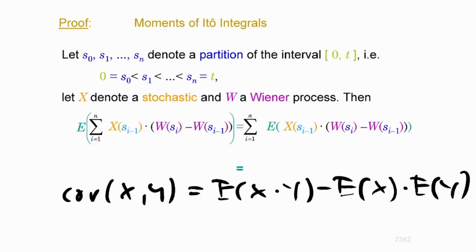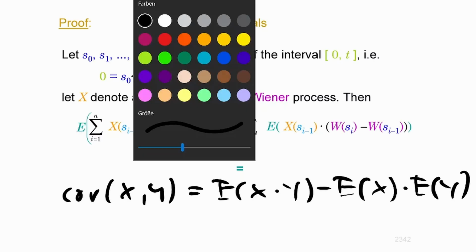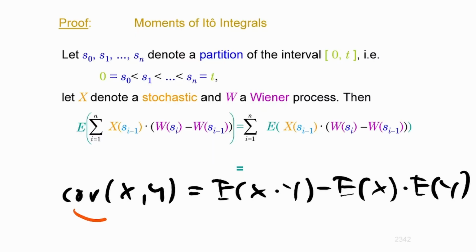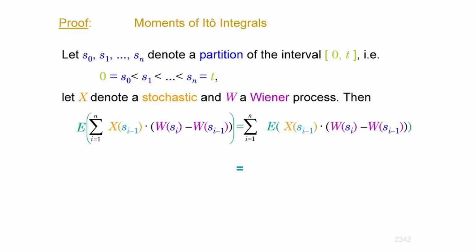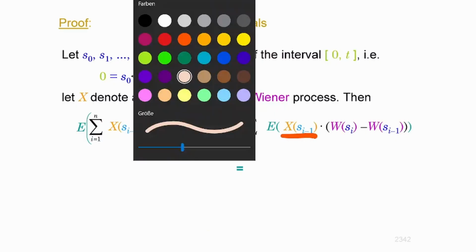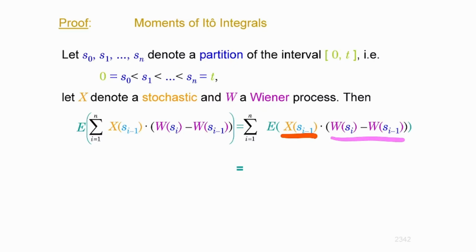Now, if X and Y are independent, then their covariance is 0. And since their covariance is 0, the expectation of the product is equal to the product of their expectations. And it is 0 because X is independent of the increments of the Wiener process. Here it comes.